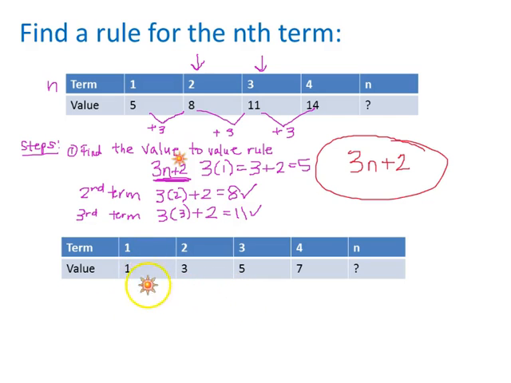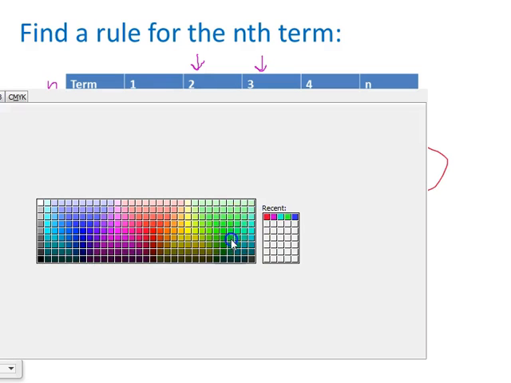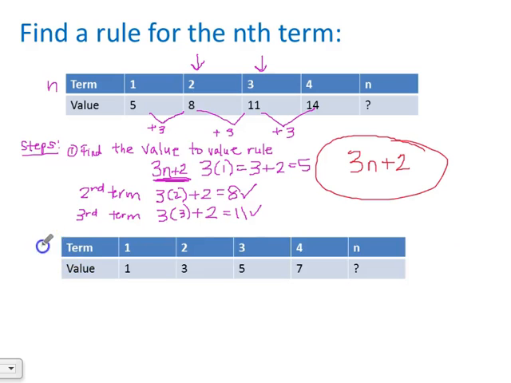Here's another problem for you where you need to find the rule for the nth term. You've got the term number and the corresponding value, and we'll let n represent the term number. Go ahead and see if you can write an equation using this same pattern that we did up above. Go ahead and click on pause and see if you can come up with a pattern, and then check your work with mine.